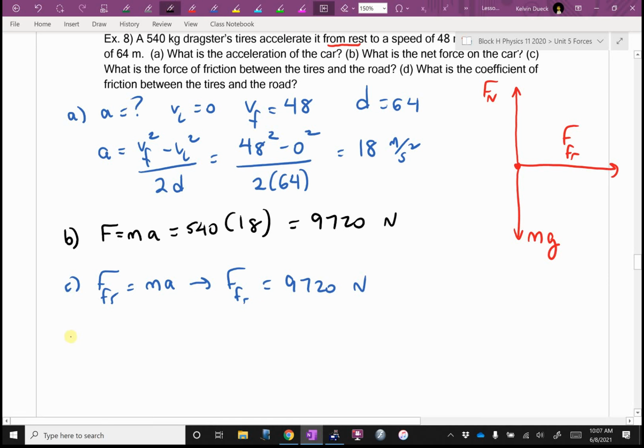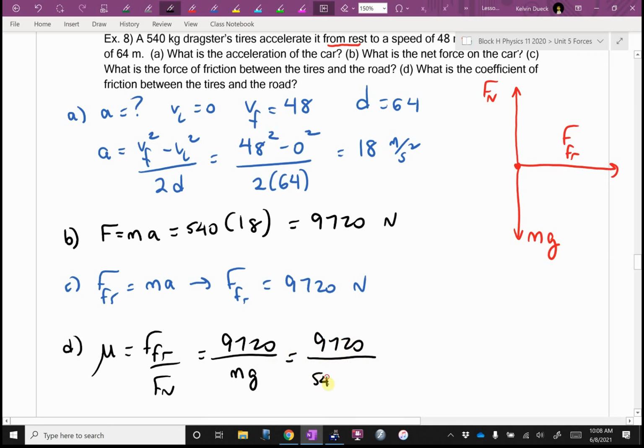So anyways, for part D, I'm going to go mu equals friction divided by the normal force. I looked at my equation on my green sheet and just got the mu by itself without bothering to rewrite it. The mu is what they're asking me to find, right? So, how big is friction? 9,720. I don't know the normal force. Oh, but look, I do know another force the same size as the normal force. So mu is going to be 9,720 divided by 540 times 9.8.